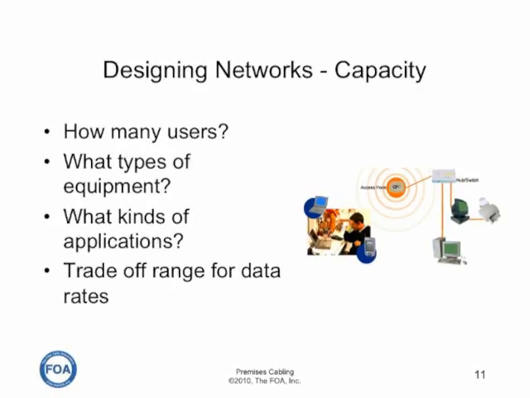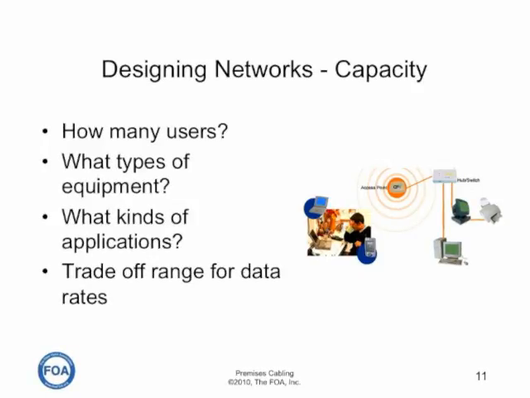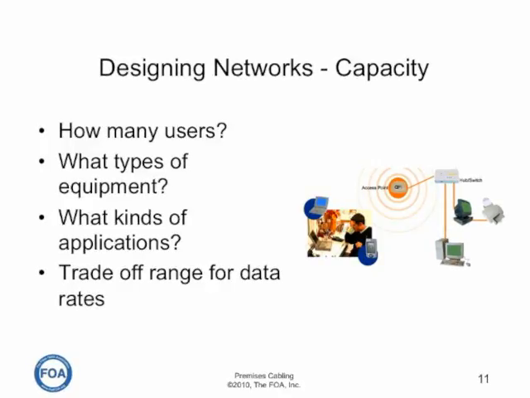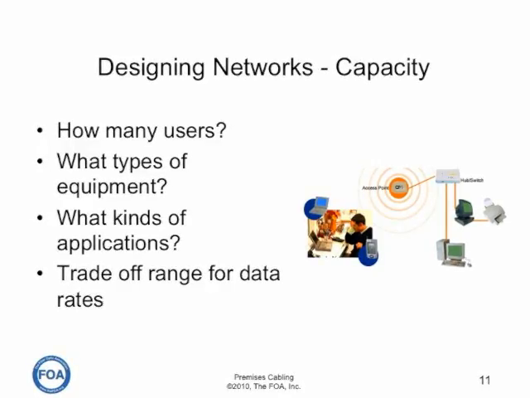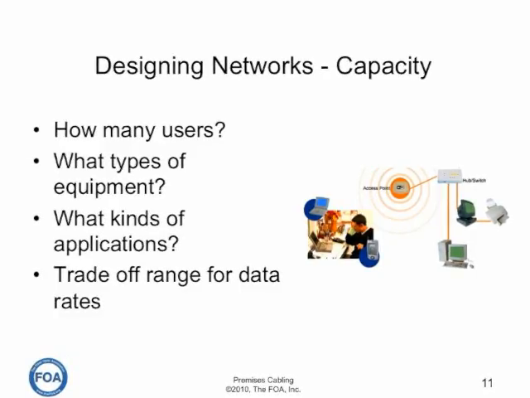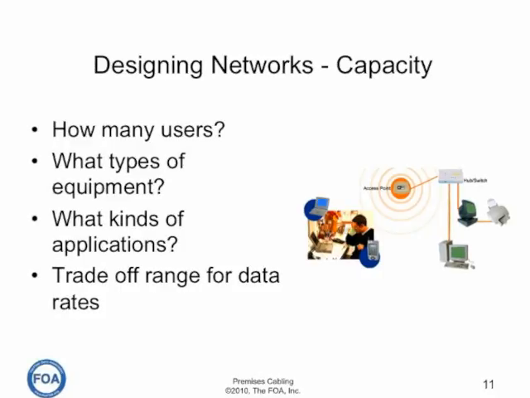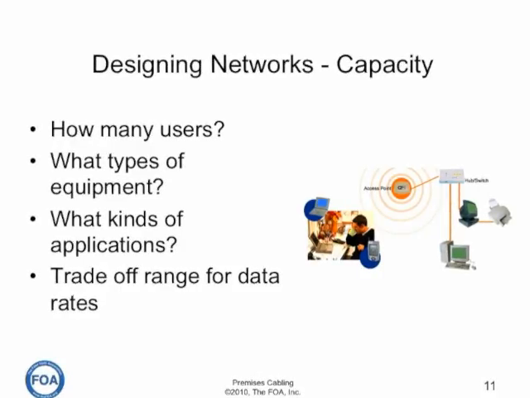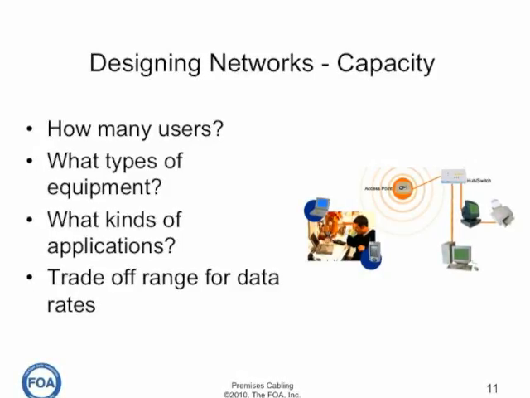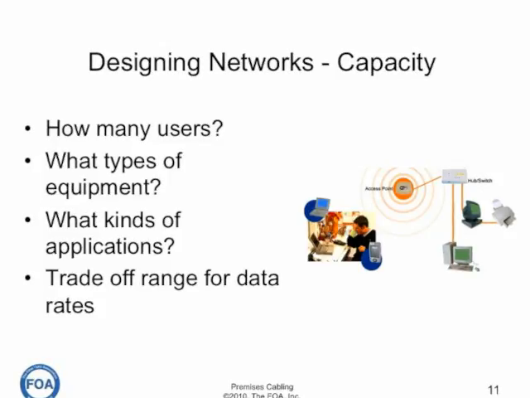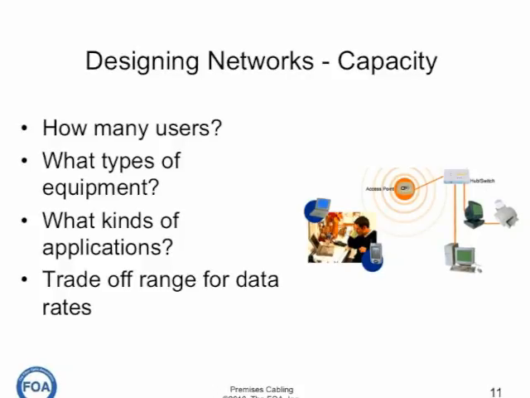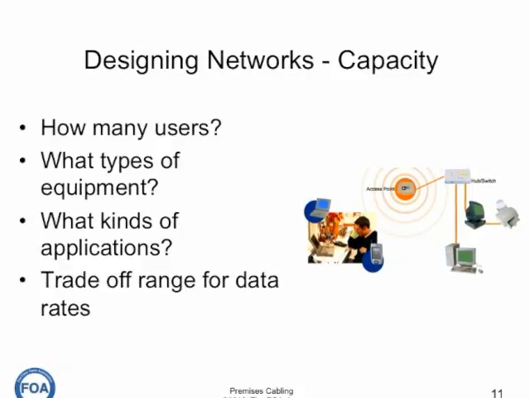The capacity of the network is very important. How many users will be using an access point? A given 802.11n, the latest series of access points, can supply up to 100 megabits per second per frequency, or almost 600 megabits per second. But how many users could be connected at what time? What type of equipment are they using? What kind of applications? If they're doing email, they're going to be using a lot less bandwidth than if they're downloading video. You have to trade off range for data rates.